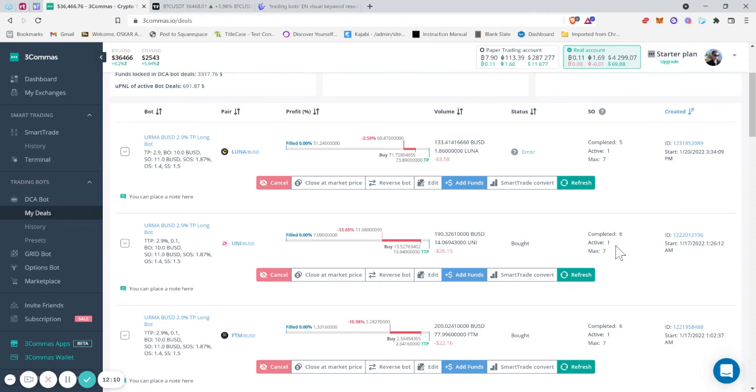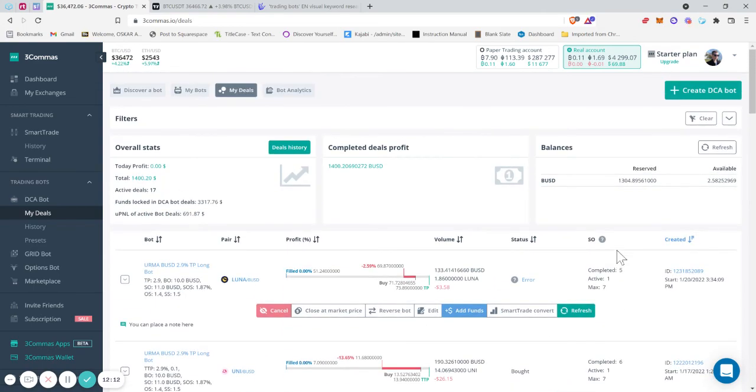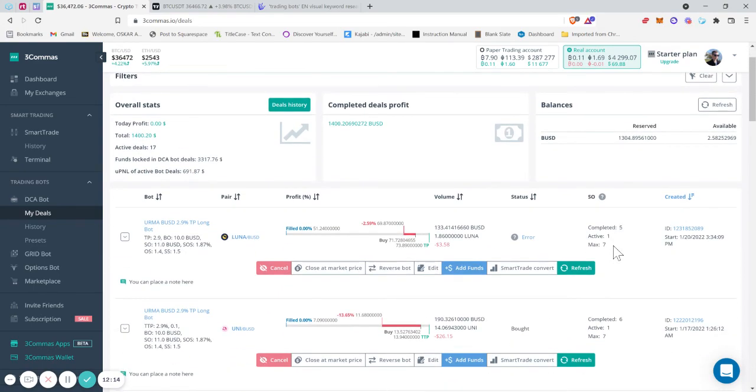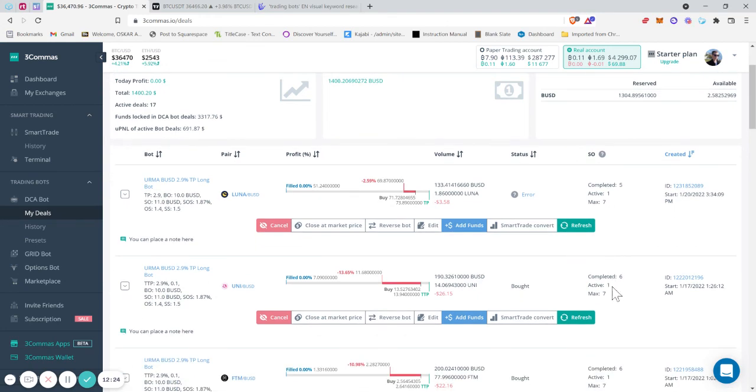So if you're going to start a bot based on just the information I gave today, make sure, super important, that you have at least $300 for your bots to play with. Especially with these settings, it's important that the bots can cover all their safety orders.